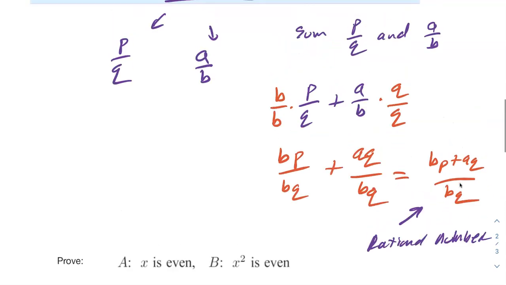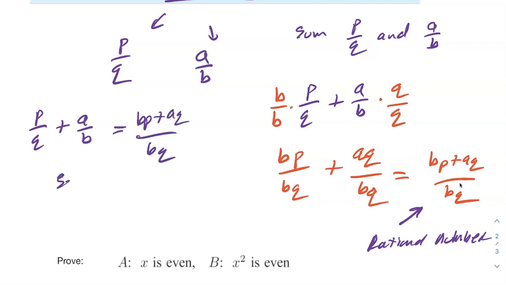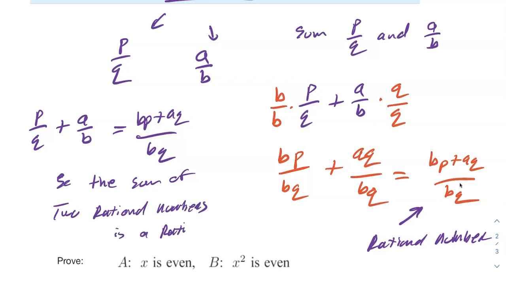So if you were going to write it nicely, I would say p over q plus a over b equals bp plus aq over bq. So the sum of two rational numbers is a rational number. And there you go with that one.